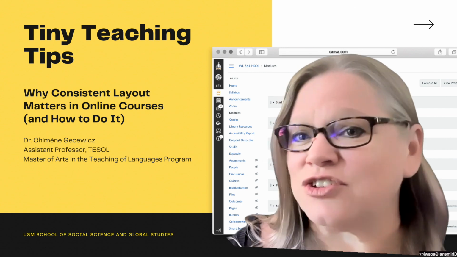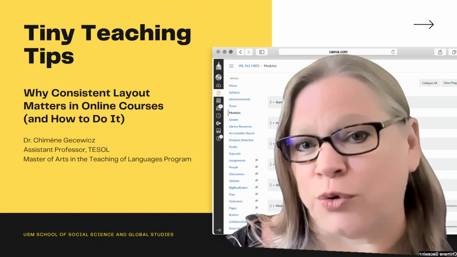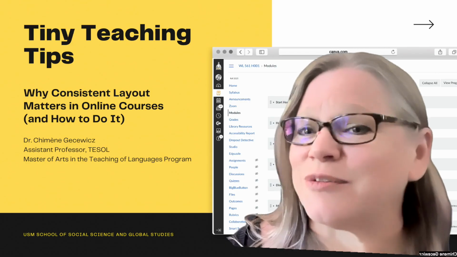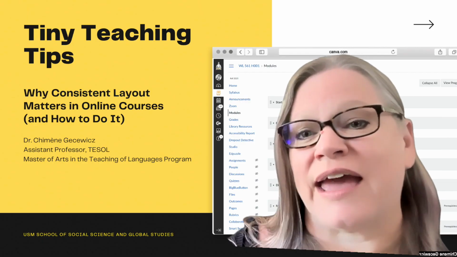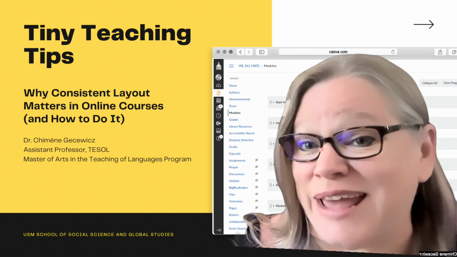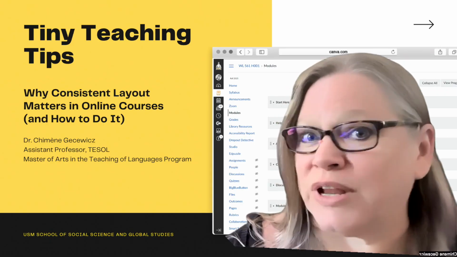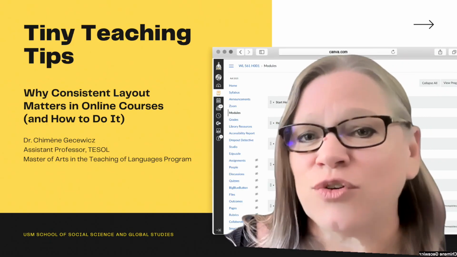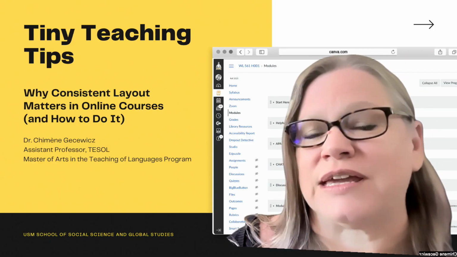Consistent layout isn't just about aesthetics. It's about reducing cognitive load. That's the mental effort students spend trying to interpret what they're looking at or figure out what they need to do next. When the layout changes from week to week or from one assignment to the next, students are using brain power on navigation instead of critical thinking.